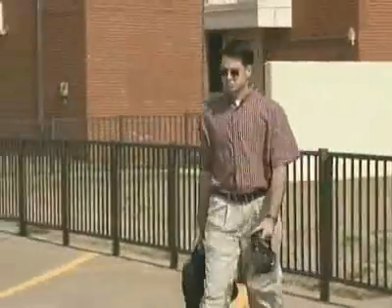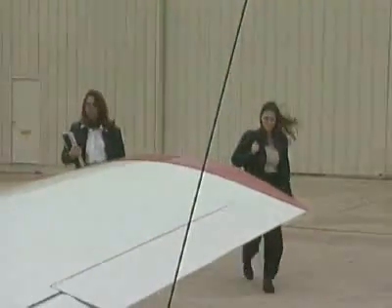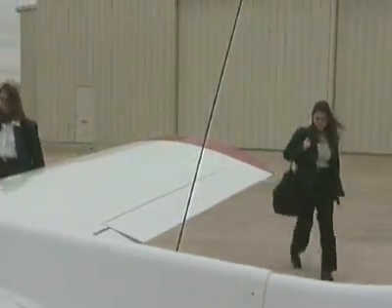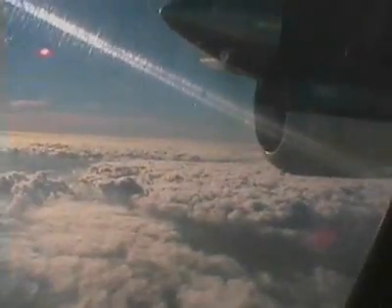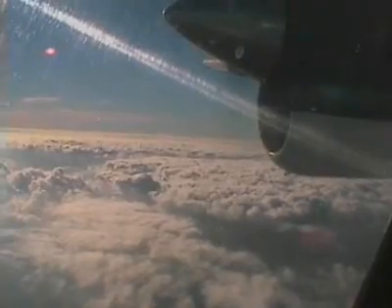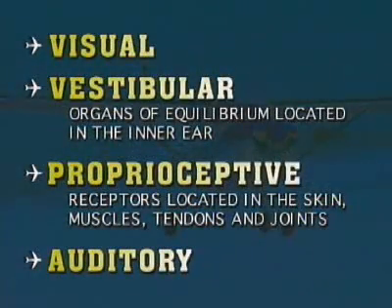Humans possess the natural ability to maintain body orientation and posture in relation to their surrounding environment, whether at rest or in motion. Good spatial orientation is due to effective perception and interpretation of your senses: visual, vestibular, proprioceptive, and auditory information.